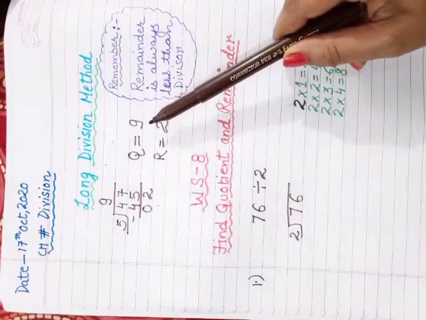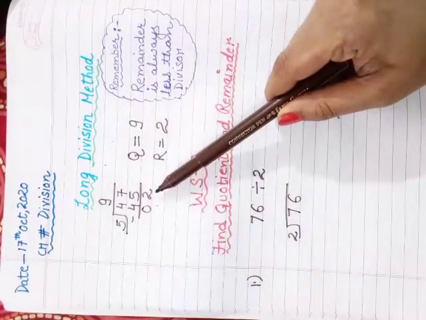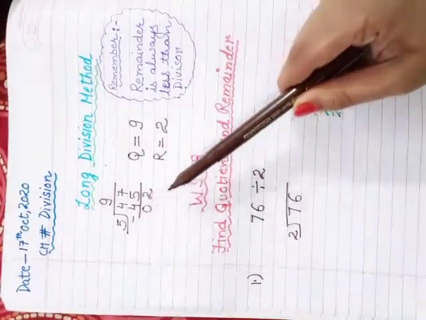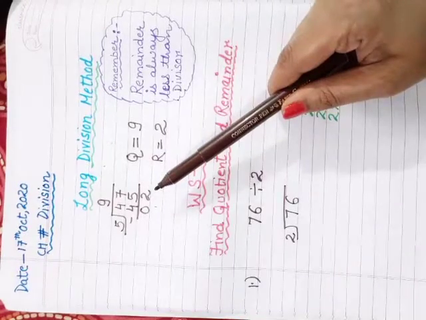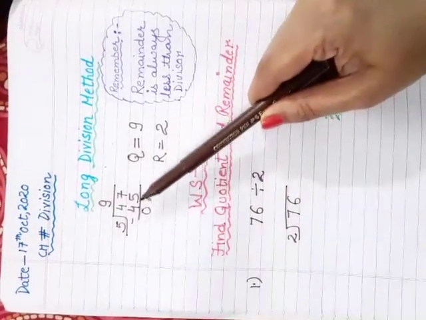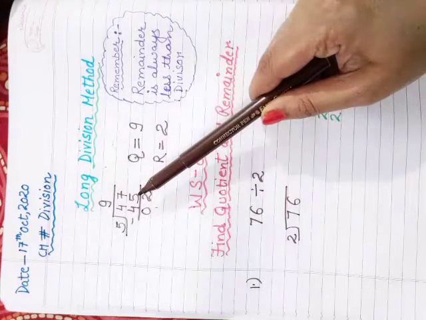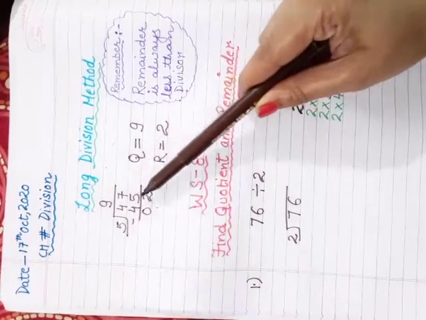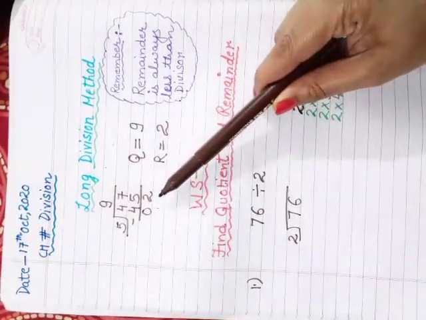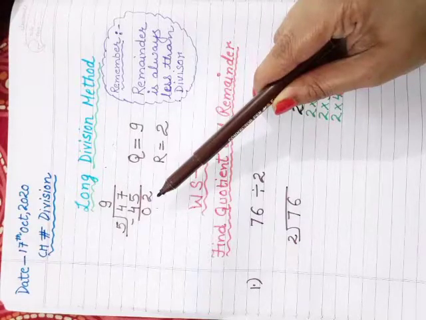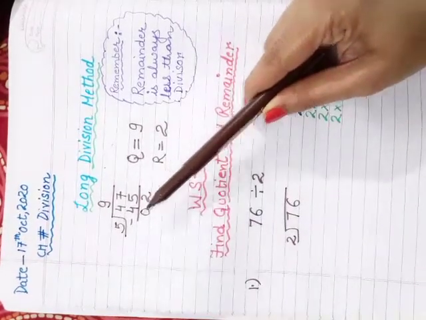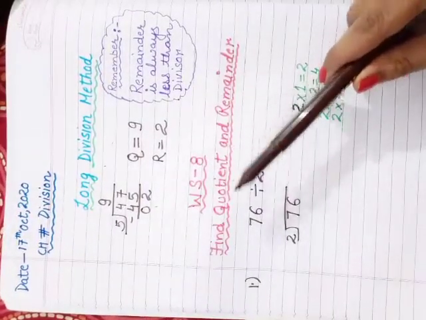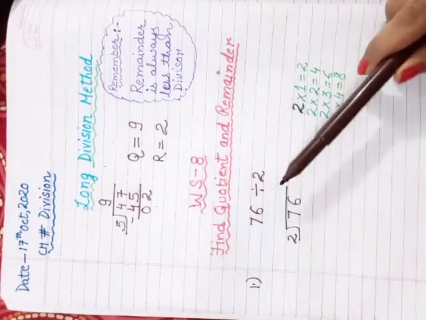And dear children, remember, whenever you get a remainder, it is always less than your divisor. If you don't get a remainder less than the divisor, that means your product is wrong. That means you have taken the wrong quotient. Whenever you subtract two numbers, the number we get is your remainder, and the remainder is always less than your divisor.